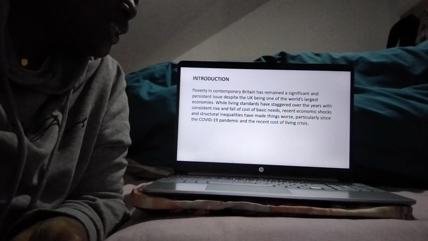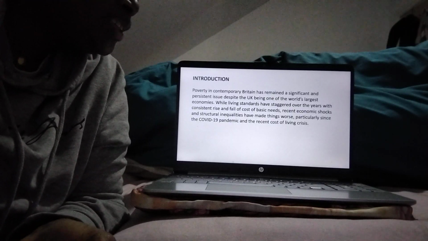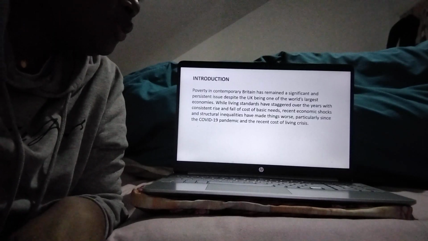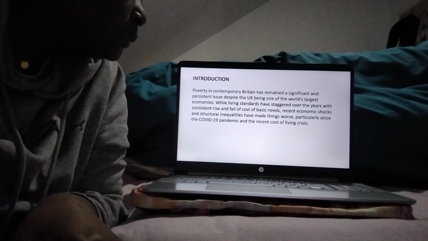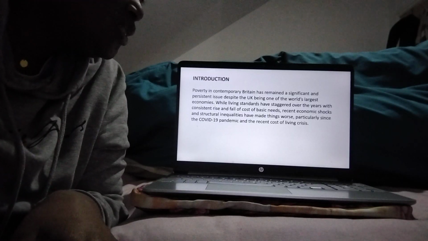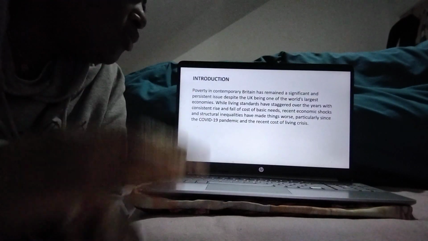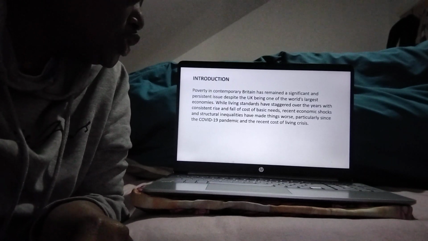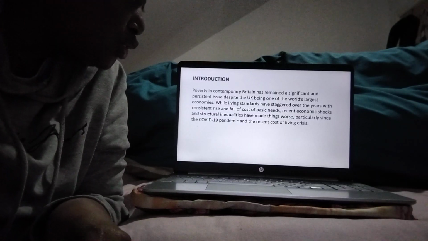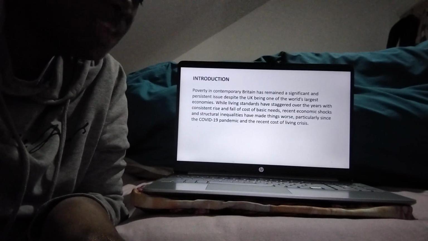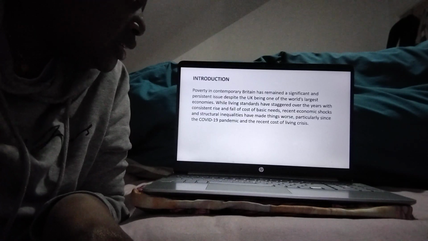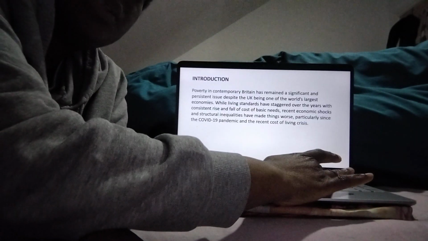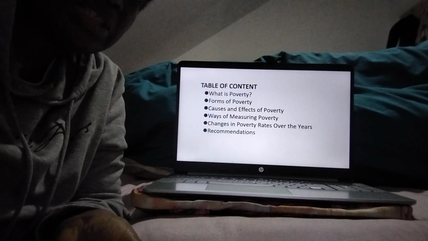Introduction. Poverty in contemporary Britain has remained a significant and persistent issue despite the UK being one of the world's largest economies. While living standards have staggered over the years with consistent rise and fall of cost of basic needs, recent economic shocks and structural inequalities have made things even worse, particularly since the COVID-19 pandemic and the recent cost of living crisis. Next slide, we have the table of contents.